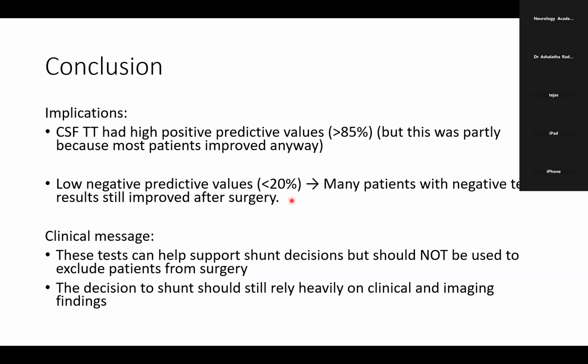surgery. The ultimate clinical message that we can derive from this is these tests can help support decisions, but should not be used exclusively to exclude patients from surgery. The decision to shunt or not should still rely heavily on the clinical and imaging findings of the patient.